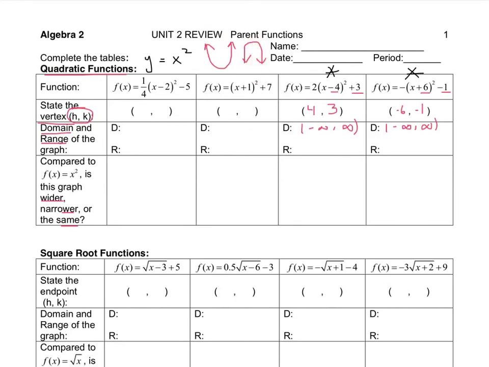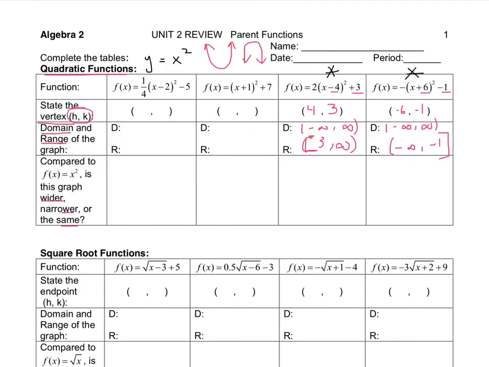So the range for this one is going to be from the y of the vertex, which is 3, all the way to infinity. Now the range of this one, since it's negative, is going to be from -infinity to the y of the vertex, which is -1. So it's going to be from -infinity to -1. This is how you decide what the domain and range is for quadratic functions.